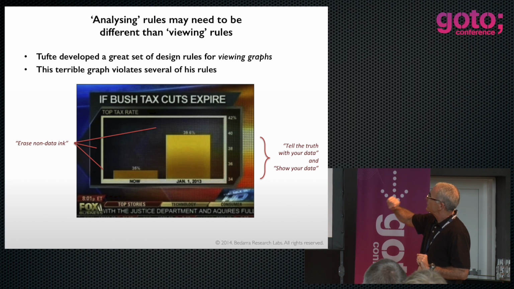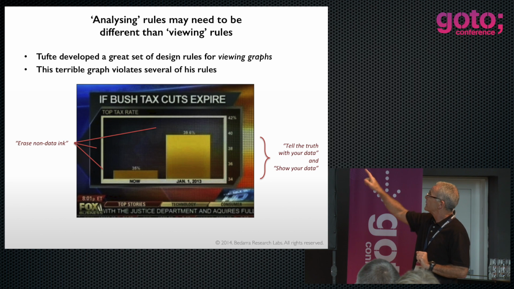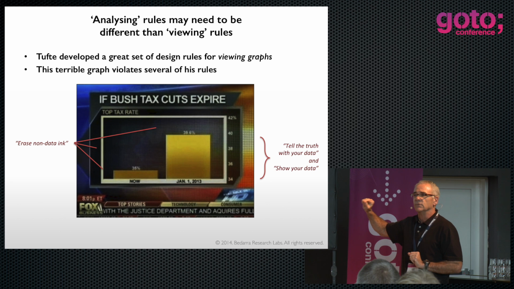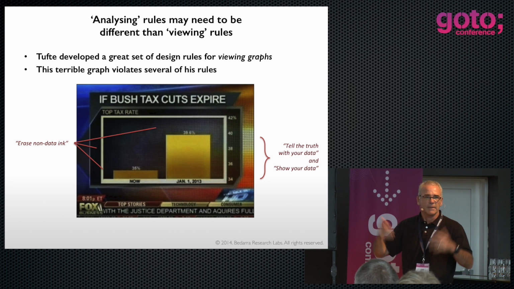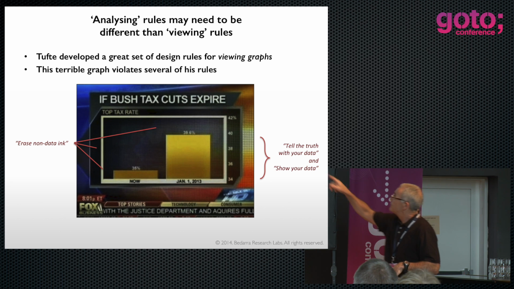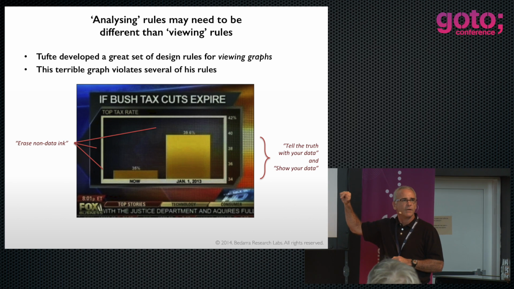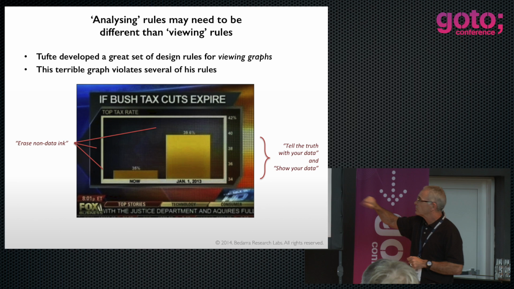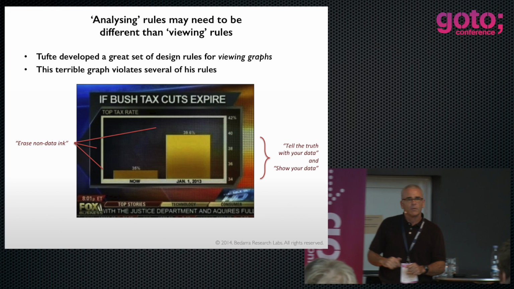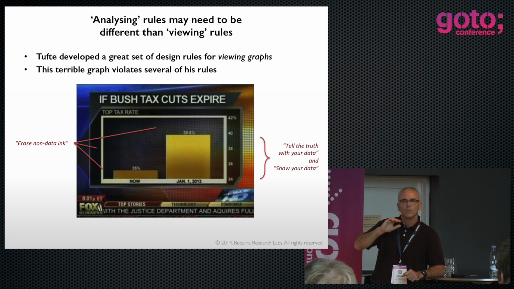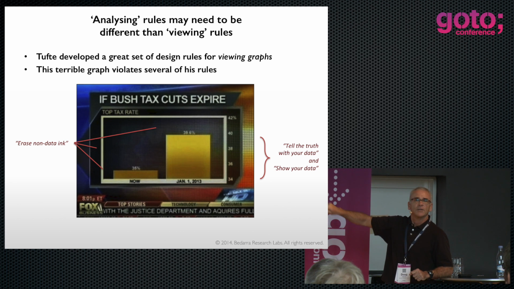Edward Tufte came up with a set of fantastic rules for visual design. You can look them up, and they're well known. This is a terrible graph, and it violates quite a few of his rules. One of his rules is that you should erase ink that has no relevance to your graph. So the 3D box and the white bar around it and that little tinted background should all be gone.